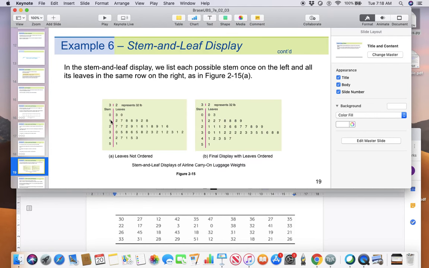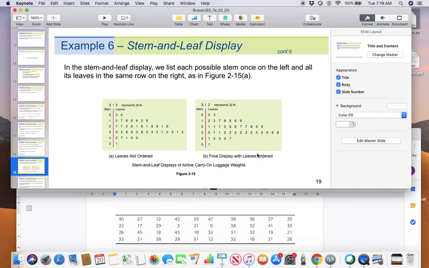So first you arrange the stems in order, and here the leaves are not in order. We simply wrote down whatever we saw. And now arrange the leaves also in order. So 12 appears twice, then you have a 17, so you have arranged the leaves in order too, smaller first and then increasing. So that is the final display. This is the stem and leaf final display.